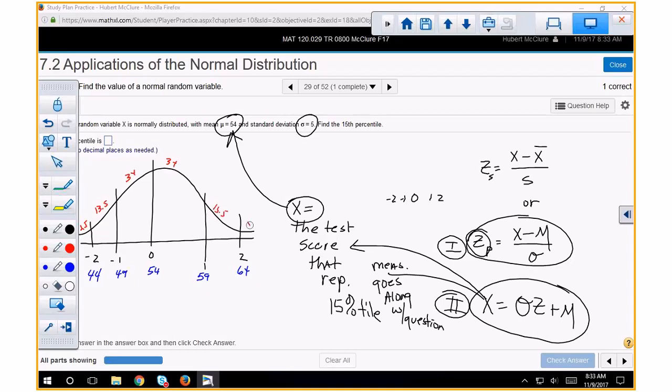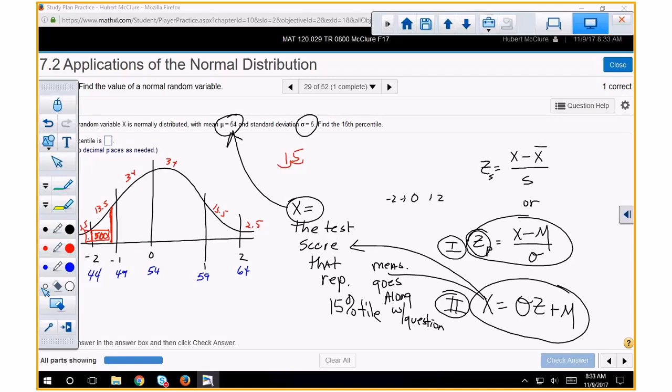13.5 and 2.5. Well, we know that 16% is weighted right here, so we're just going to drop it right there. And we're going to put 15%. Let's say 15, so 15% is equal to 0.15, right? 0.1500. So now you're given the area, and you have to find the z-score. So now you use the inverse norm.